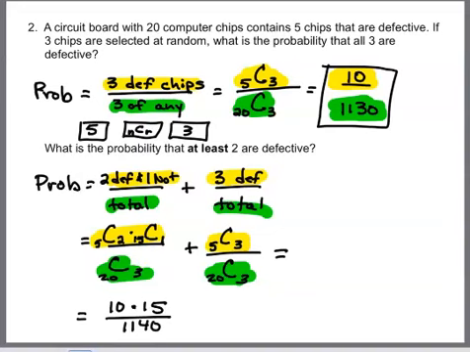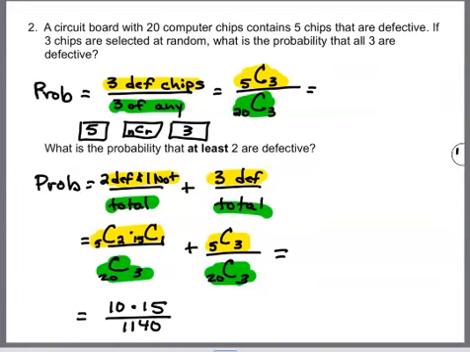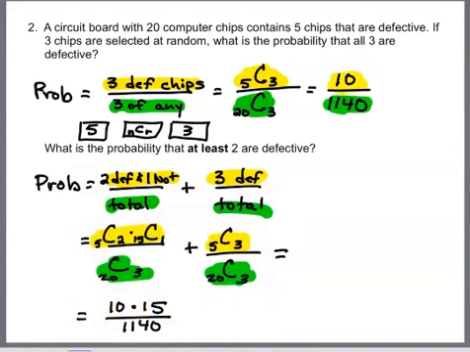You know what? I'm sorry. I just have to correct this up here. This was not 1130. This is 1140. Let me just erase that. That should have been 10 out of 1140. Okay. Because when you put 20C3 in your calculator, you get 1140, not 1130. I was thinking of something else there. Here, 5C3 is 10. 20C3, again, 1140.